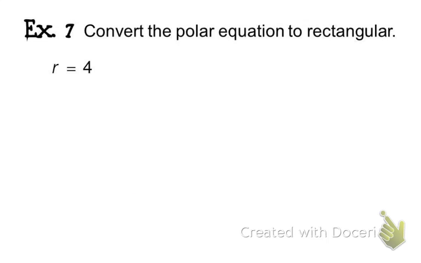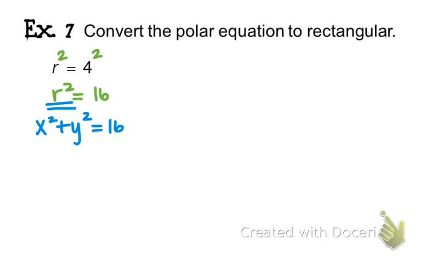Okay, last one, number 7, r equals 4. This time, instead of multiplying by r on both sides, I'm just going to square both sides of the equation. So this would mean r squared equals 16, and I know that r squared is x squared plus y squared, so x squared plus y squared equals 16. So this, again, is the equation of a circle with a radius of 4, and so is r equals 4.